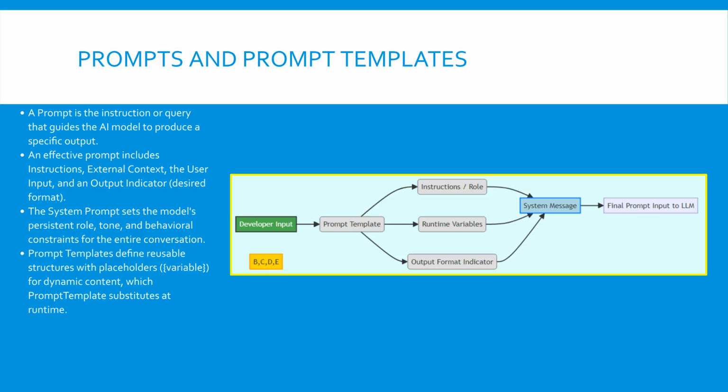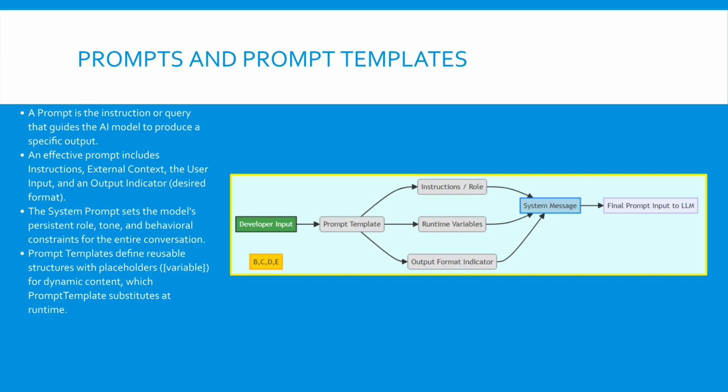This special message defines the AI's role. For example, you are a professional historian, and sets the behavioral framework for the entire conversation, ensuring consistency. Since developers often need to send similar instructions repeatedly, Spring AI provides prompt templates. These are reusable text structures with placeholders, like topic, that are filled with real data at runtime, making your prompts dynamic and easy to manage. The prompt template class handles this variable substitution cleanly.